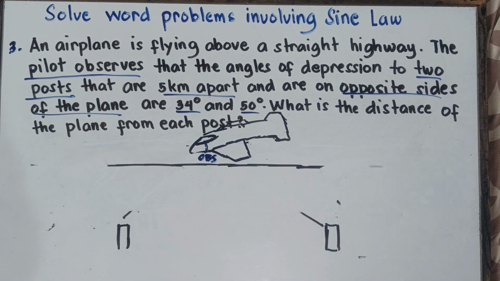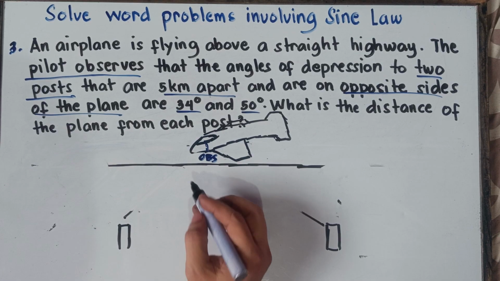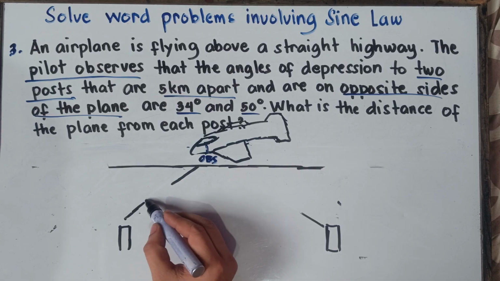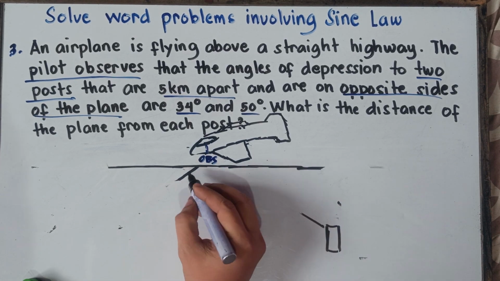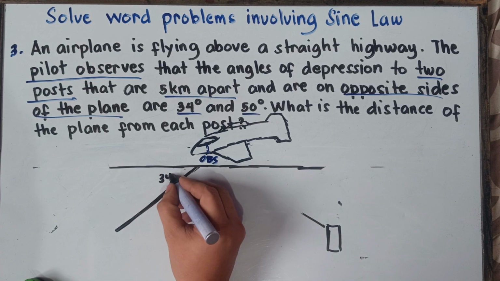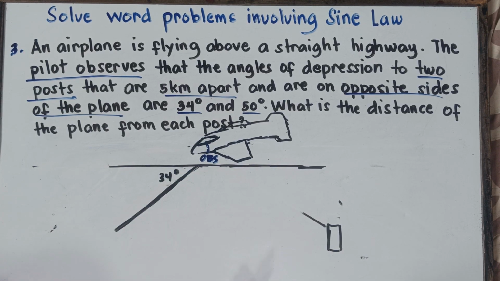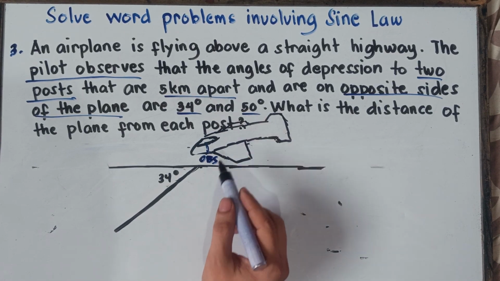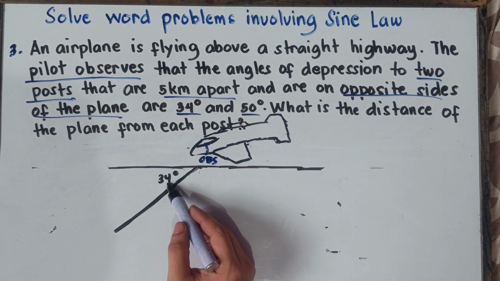Now, once again, class, the pilot observes two angles of depression, right? We have 34 degrees, so this one right here is 34 degrees. And the other one, we have 50 degrees. Okay? So therefore, class, based on our illustration, we know that the opening of 50 degrees is greater than 34 degrees, right?